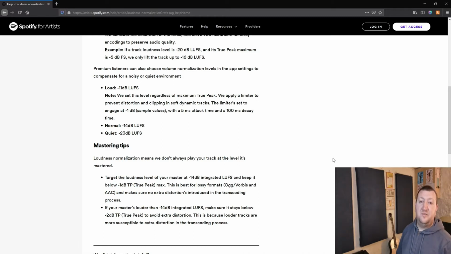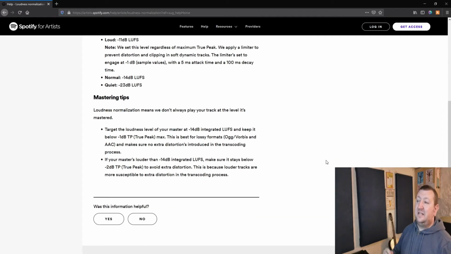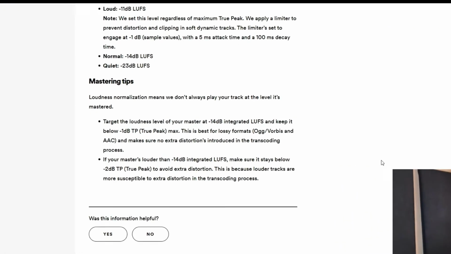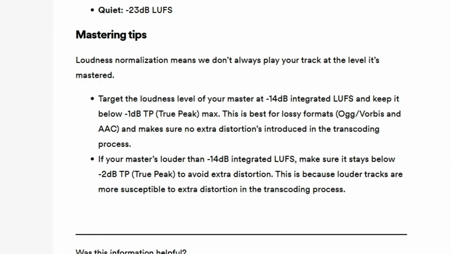Normal stays at minus 14 LUFS, and quiet is minus 23 LUFS. The minus 23 LUFS, that's understandable because that's very much falling in line with the broadcast standards for TV, radio, commercials, etc. It does give you a few mastering tips. Loudness normalization means that we don't always play your track at the level it's mastered. It does say target the loudness level of your master at minus 14 LUFS and keep it below minus 1 dB true peak max, because that is going to allow for some headroom for the lossy formats decoding process.